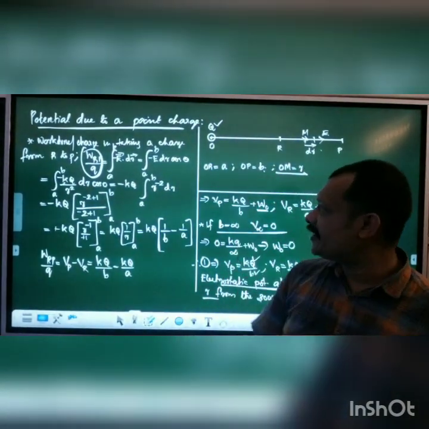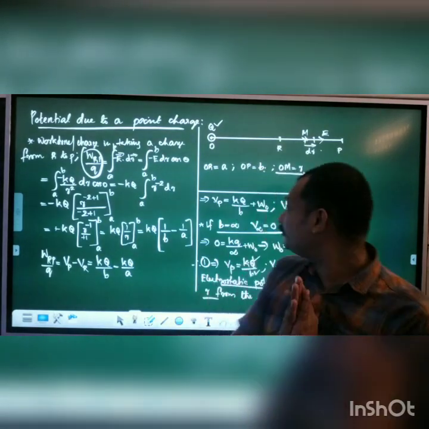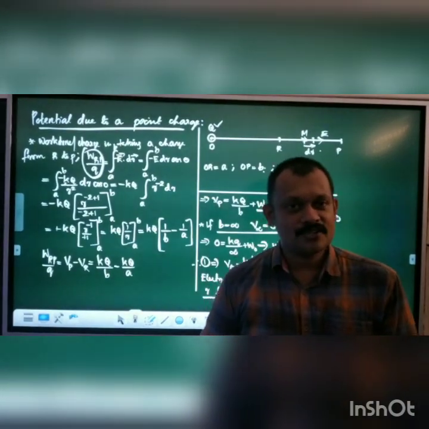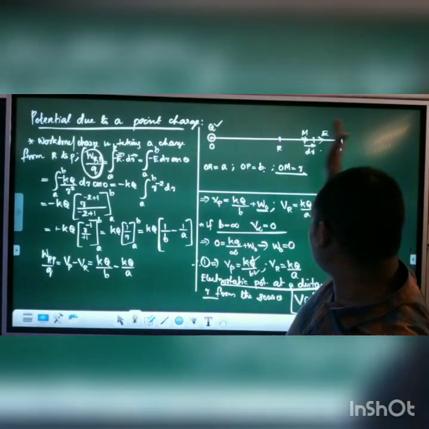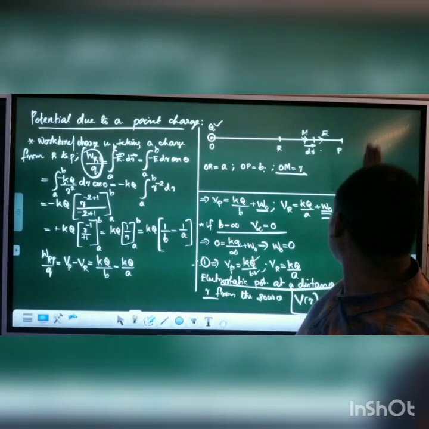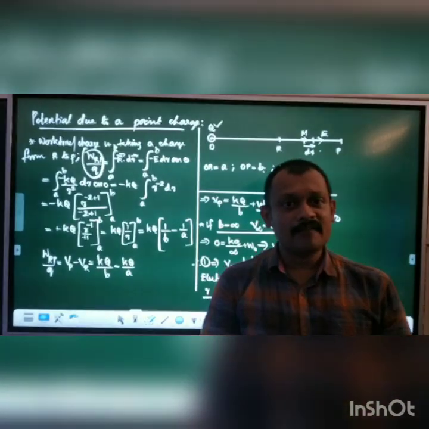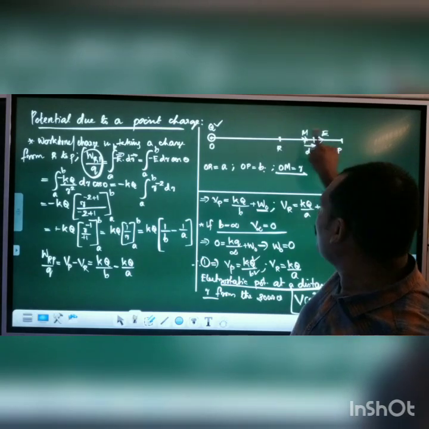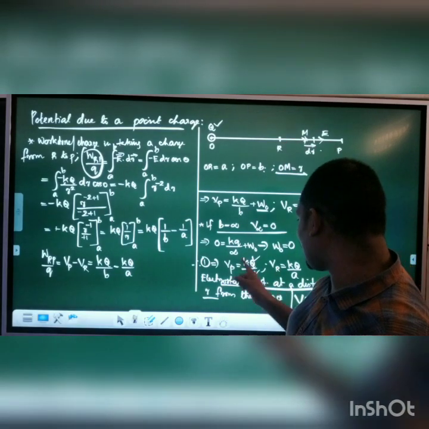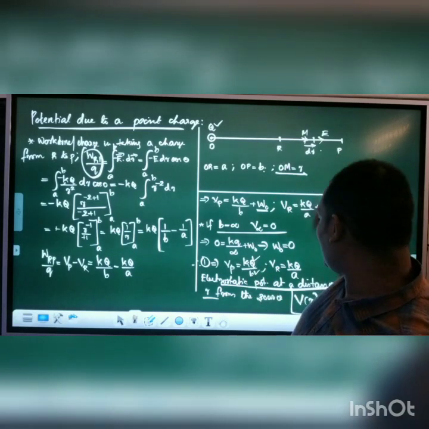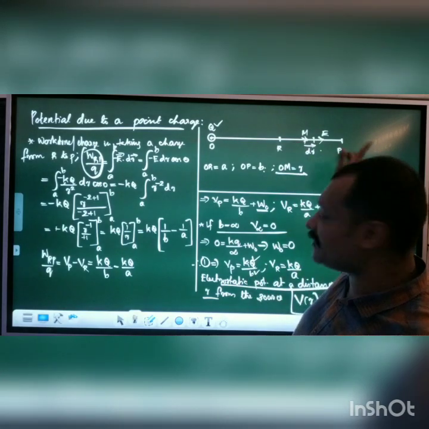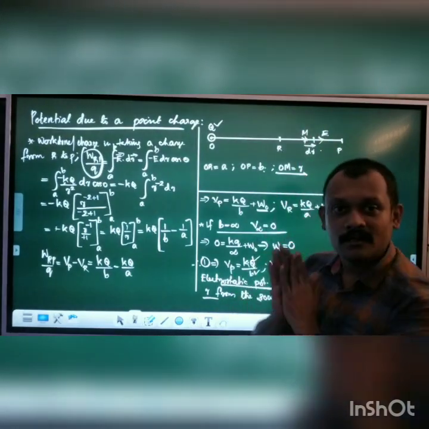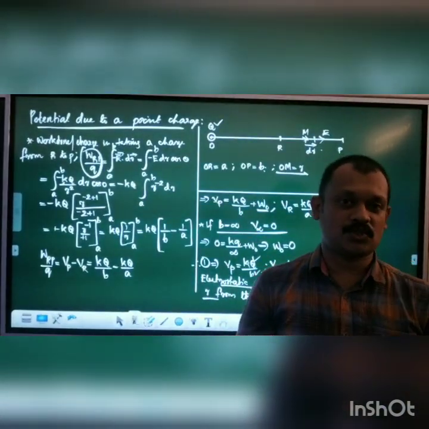Now what I would like to tell you here is, look, I have taken the charge from R to P, that is in the direction of the electric field. In NCERT it is taken from P to R. Now my derivation clearly signifies that the potential at P will be less than the potential at R, because I got the expression as KQ by B, and B is greater than A. So the potential at R will be greater than the potential at P. That means when you take a charge from P to R, the electrostatic potential increases.